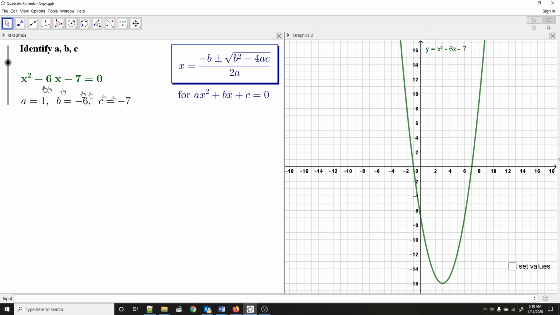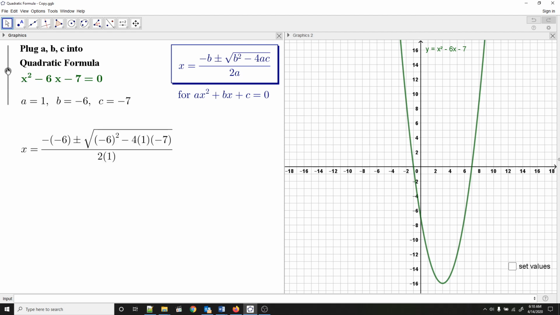Do not forget that you're supposed to be adding bx, but I am here subtracting 6x. I can rewrite that as adding a negative 6x, and therefore b will be negative 6. Using that same logic, I can say that c is equal to negative 7. So let's go ahead and plug it into the formula.